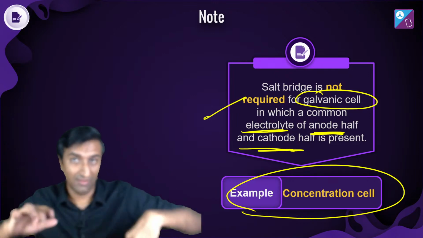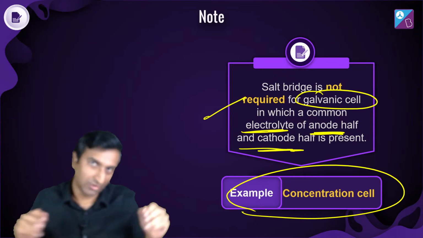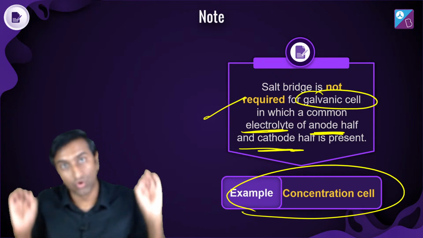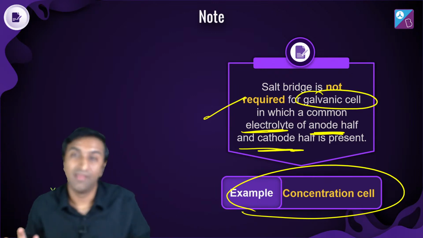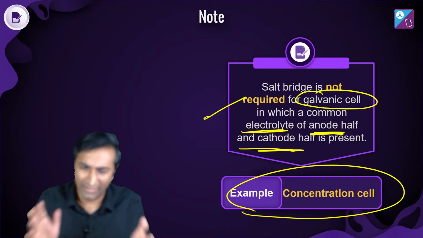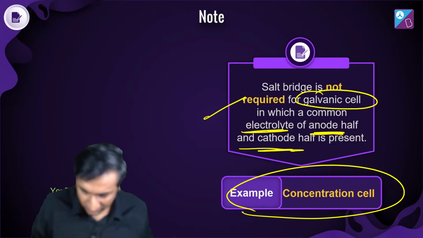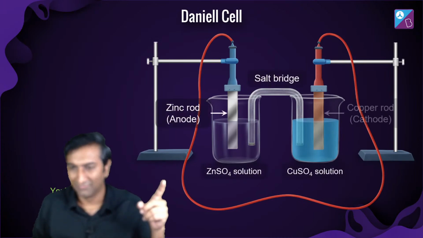Listen to it. I'm saying it once again. For a regular cell also, it's not like cell will not work without salt bridge. Salt bridge is good to keep the cell function. ठीक है, and it is absolutely not required अगर electrolyte दोनों में same है. ठीक है. And this was the thumbnail of this whole thing.